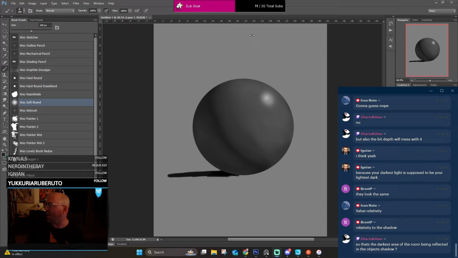It's all relative, right? So yeah, that's one of the better things to note, but that's still the extreme of a bounce light. And the lightest light it can possibly be, relative in this situation, of course, is equal to the darkest part of the midtone. It can't be lighter than the darkest part of a midtone, or else it looks wrong. We already looked at it. It looked wrong. So that's the darkest area of the room being reflected in the object's shadow.